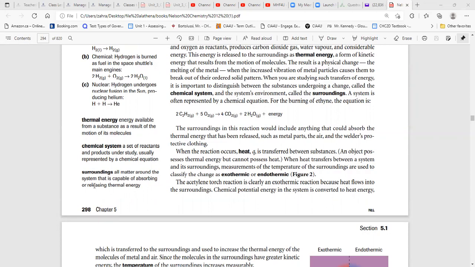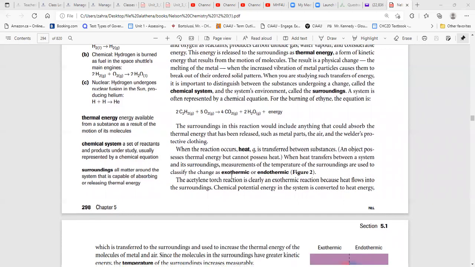Surrounding is all matter around a system that is capable of absorbing or releasing thermal energy. Let's say your surrounding is air or the surrounding is water, and this reaction is happening there. So if this reaction is happening in a tank, the surrounding would be whatever is inside the tank. Or if it's inside of water, the water is going to be the surrounding.